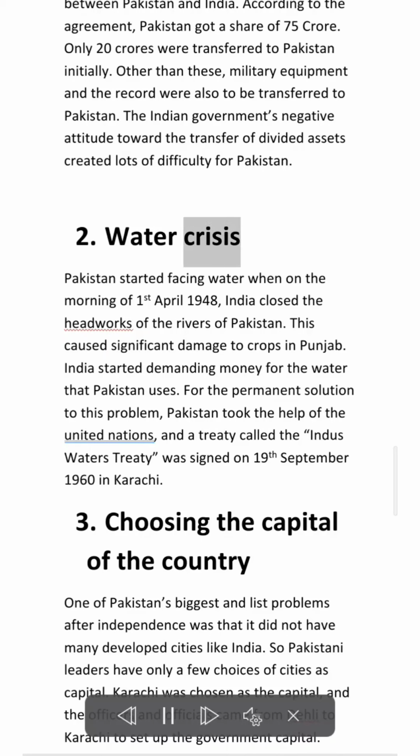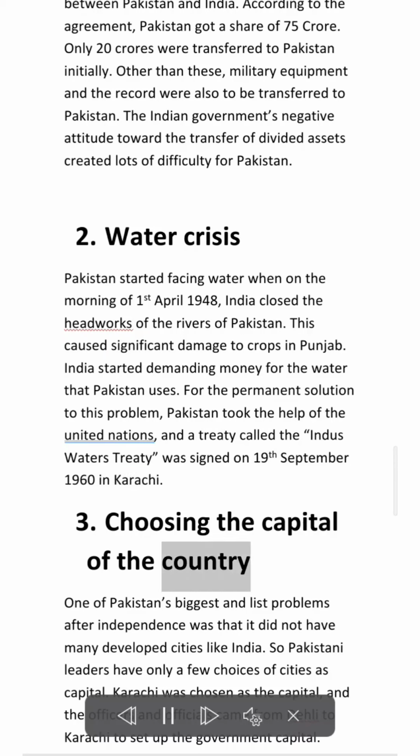Water crisis. Pakistan started facing a water crisis when, on the morning of the 1st of April 1948, India closed the headworks of the rivers of Pakistan. This caused significant damage to crops in Punjab. India started demanding money for the water that Pakistan uses. For the permanent solution to this problem, Pakistan took the help of the United Nations, and a treaty called the Indus Waters Treaty was signed on the 19th of September 1960 in Karachi.